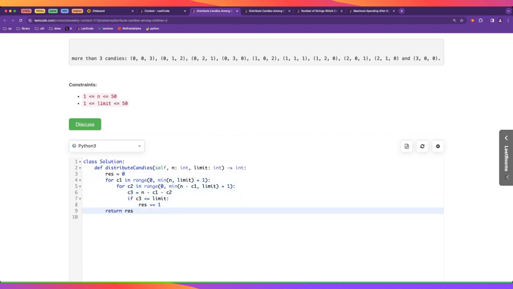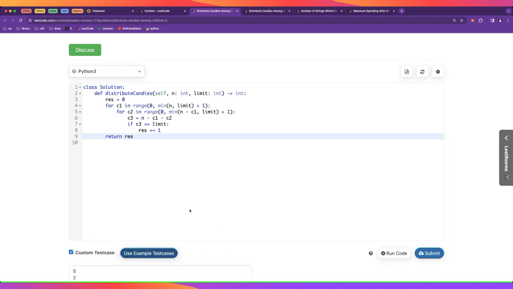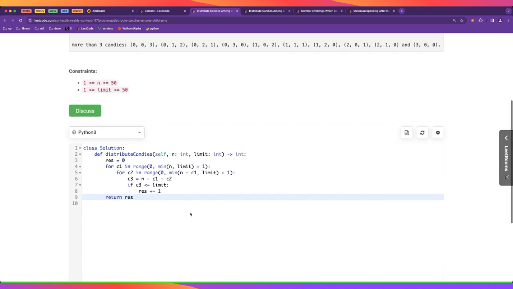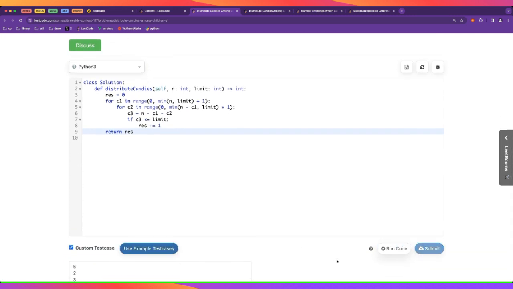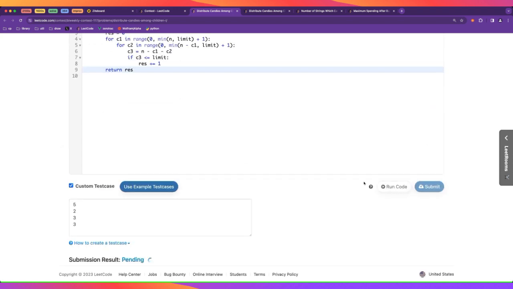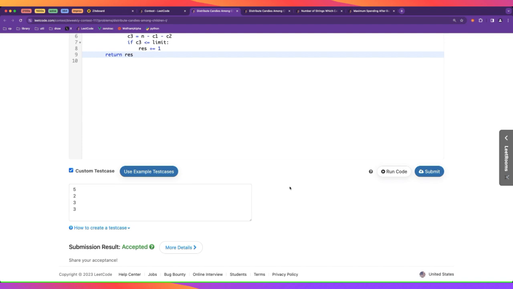And this should give us the answer. And notice that this is fast enough because we have 2 loops. So this is going to be 50 times 50, 50 squared iterations at most, and that's not too many. That is 2,500. So that is fast enough. So let's run the examples and we get the right answers and we get accepted. Cool.